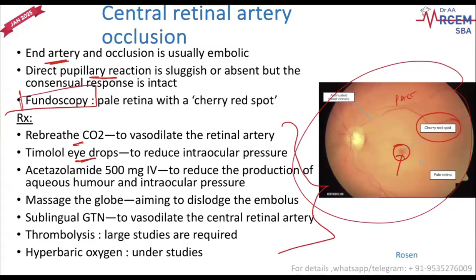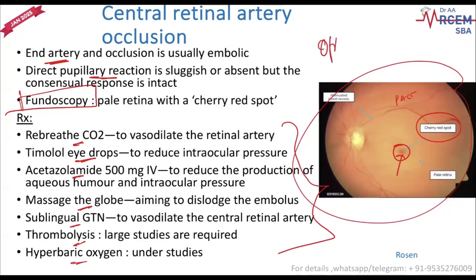Timolol eye drops to reduce the intraocular pressure. Reducing intraocular pressure using acetazolamide also might dislodge the clot. Massaging the globe might dislodge the clot. Using a dilator like sublingual glyceryl trinitrate might dilate the central retinal artery and dislodge the clot. You might thrombolyse it, but that requires more studies. You can give hyperbaric oxygen. Again, it is under study. None of these have been proven, but at least a few things you will be trying in the emergency department, hoping that one of the following will be helpful.